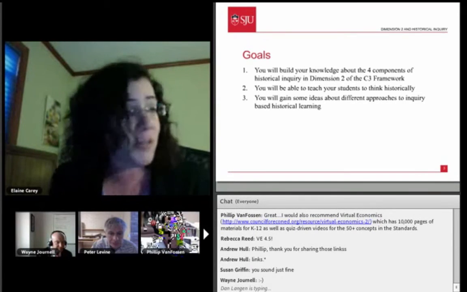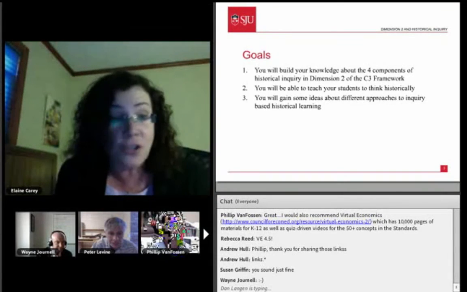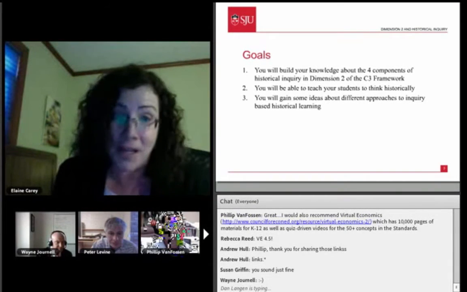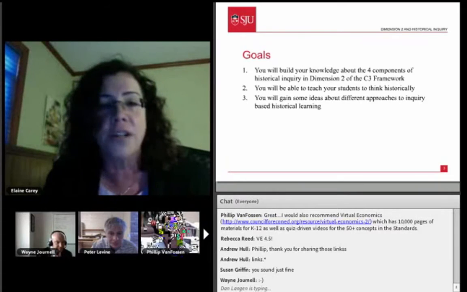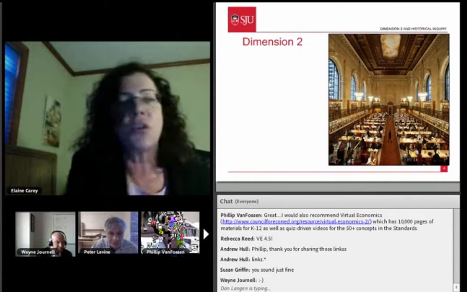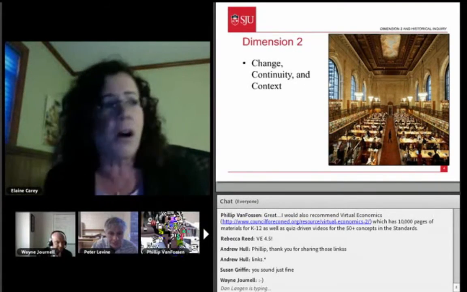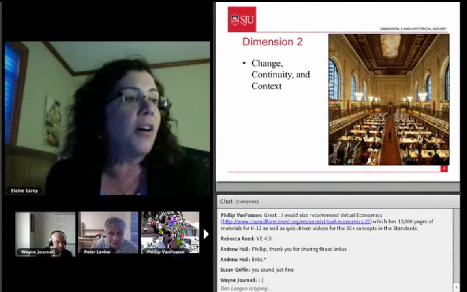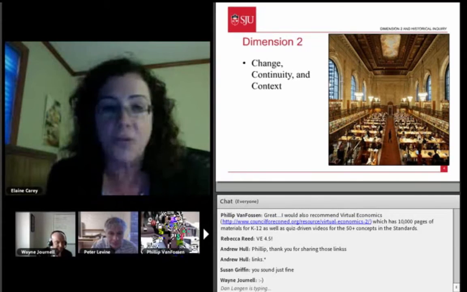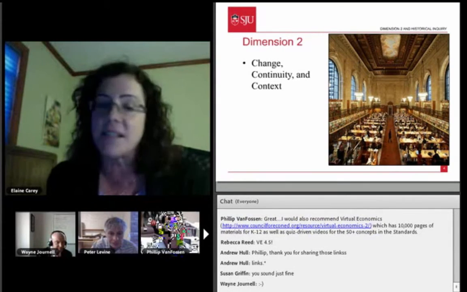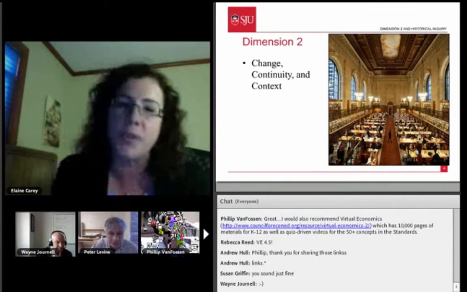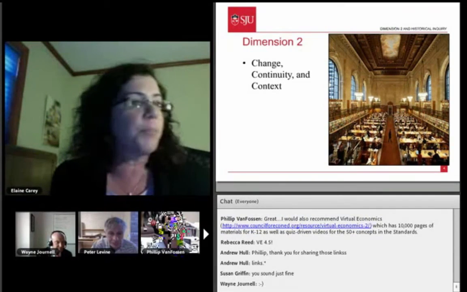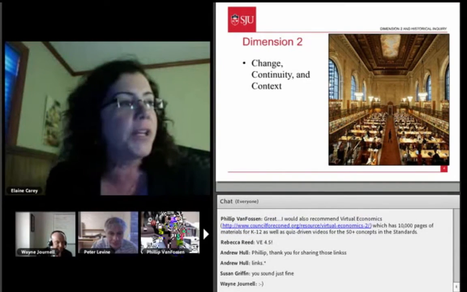So in Dimension 2, obviously change, continuity, and context is the beginning of how we look at change over time and continuity. This is the basis of those compare and contrast between the past and the present or different historical periods. We always look for patterns of change, patterns of continuity, and how these are related to context. And context is about that who, what, where, when, and why.